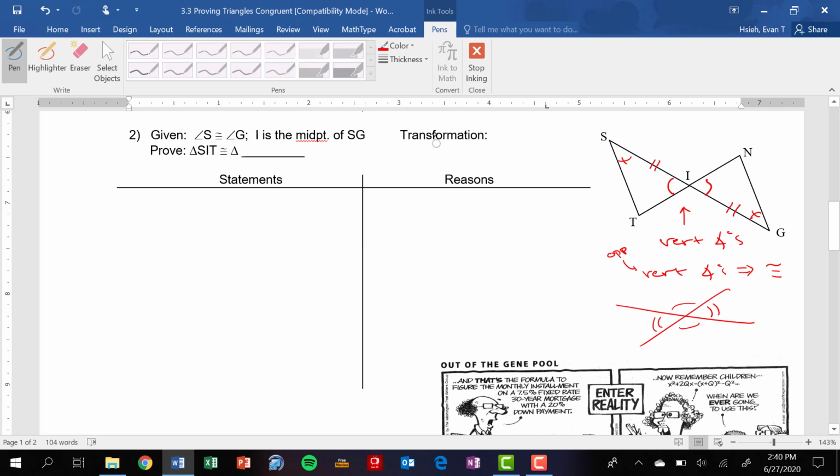Now, once I identify that, I can see, hopefully, that this triangle is congruent to this triangle, and the reason is just going to be by angle, side, angle, and it's going to be triangle SIT congruent to, make sure you get the letters right, GIN. Okay.